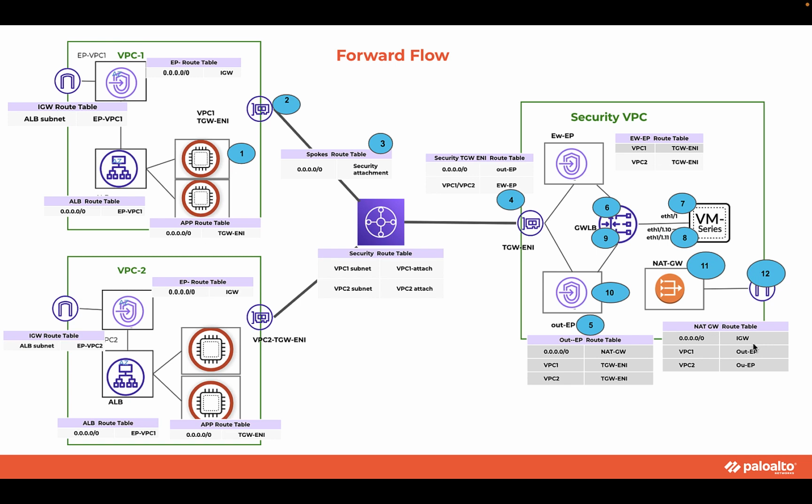towards the internet gateway. In the reverse direction, when the traffic comes back from the internet, it hits the NAT gateway. NAT gateway has the route entry to send the traffic towards the endpoint. So the traffic gets forwarded to the outbound endpoint. Outbound endpoint is then going to forward it towards the gateway load balancer.